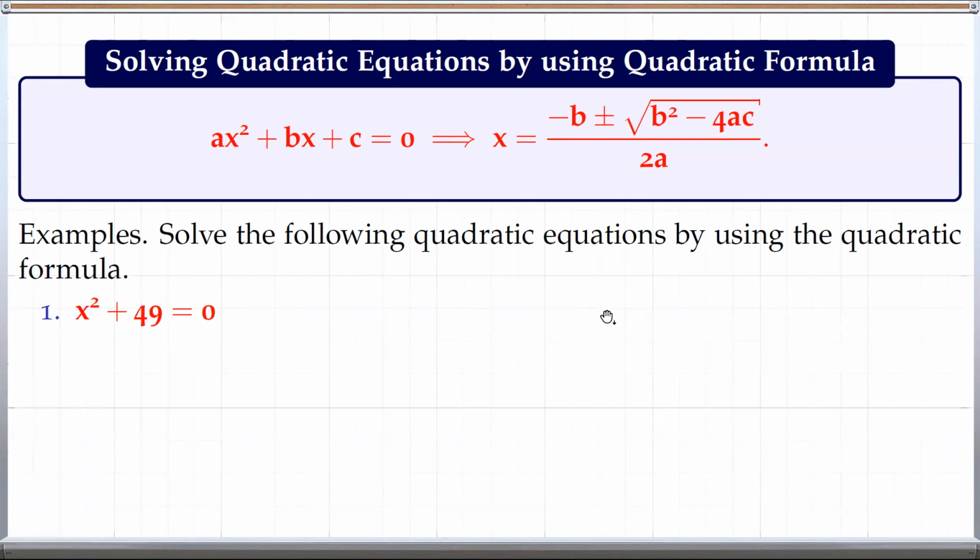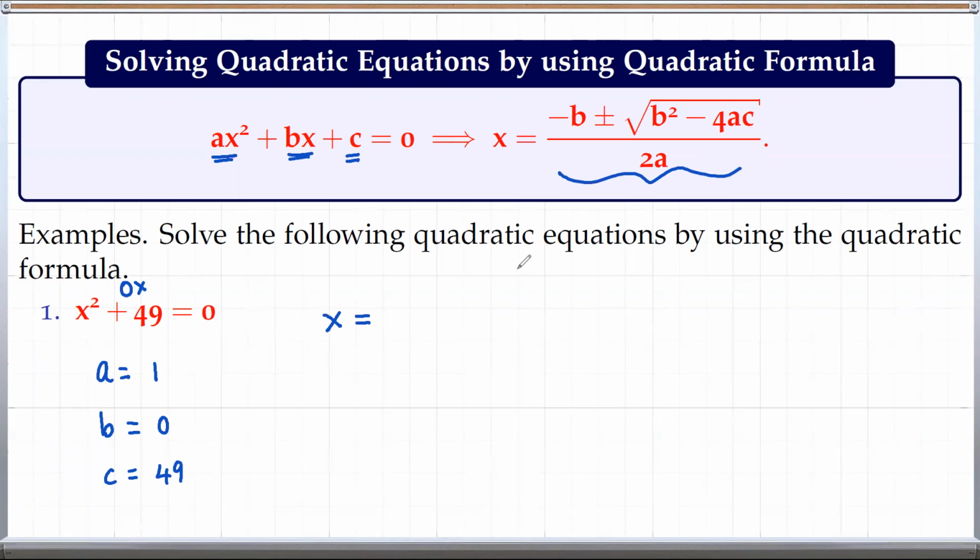So here is our first example. We are given x squared plus 49 equals 0. To apply this formula, the first step is to try to identify a, b, and c. A is the coefficient of x squared, so in this case it is 1 because we have 1 x squared. B is the coefficient of x. Here we don't have any x term, so we can treat this as having 0x. So b is 0, and c is the constant term, so c is 49. Okay, so now we are ready to apply this formula.